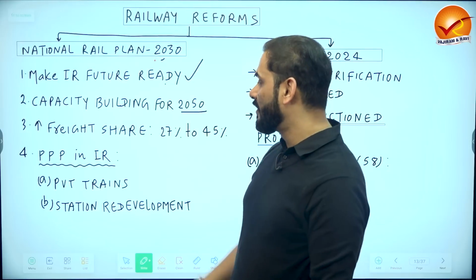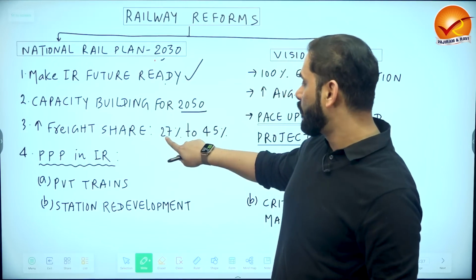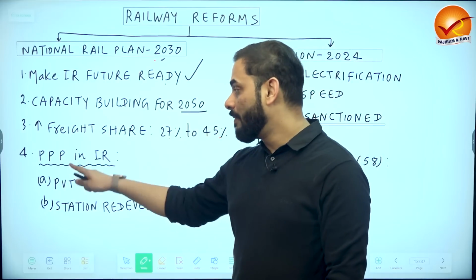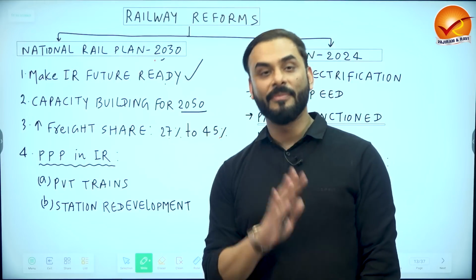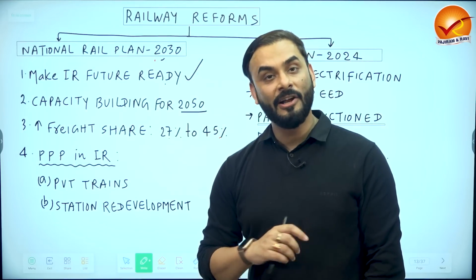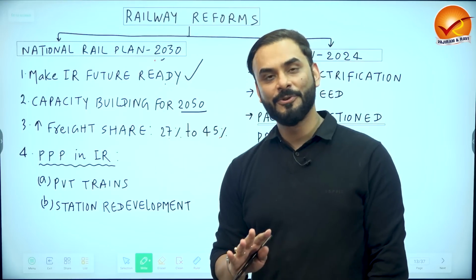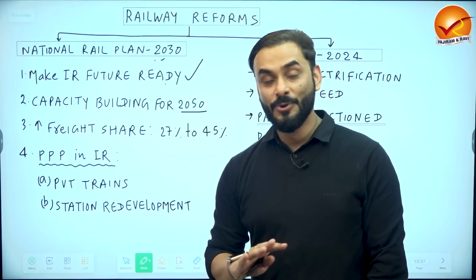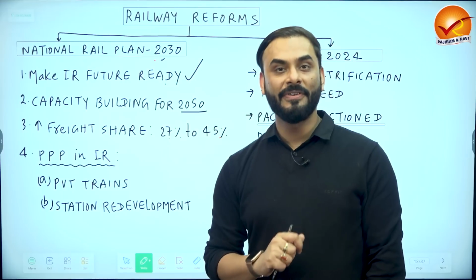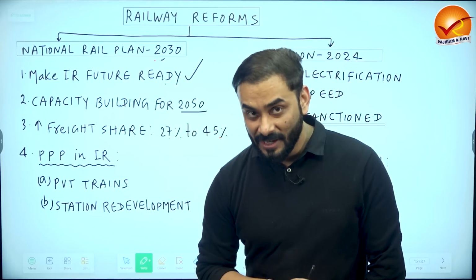What else is mentioned in the National Rail Plan? That we want to increase the share of cargo in the Indian Railway from 27% to 45%. Next thing that is mentioned in the National Rail Plan is public-private partnership in Indian Railway. Guys, think about it. Does Government of India have so much money or resources that alone they can provide all the services to people? They can create a railway network using their own money? Impossible. No government in the world has sufficient resources to fulfill all the demands of the people. So the government of India also said we will take the help of the private sector. So government has planned to run private trains in this country, right?